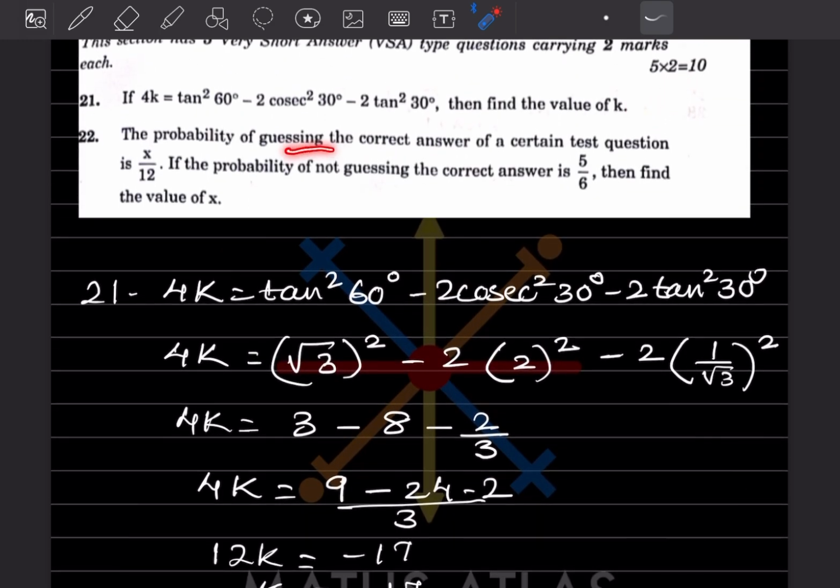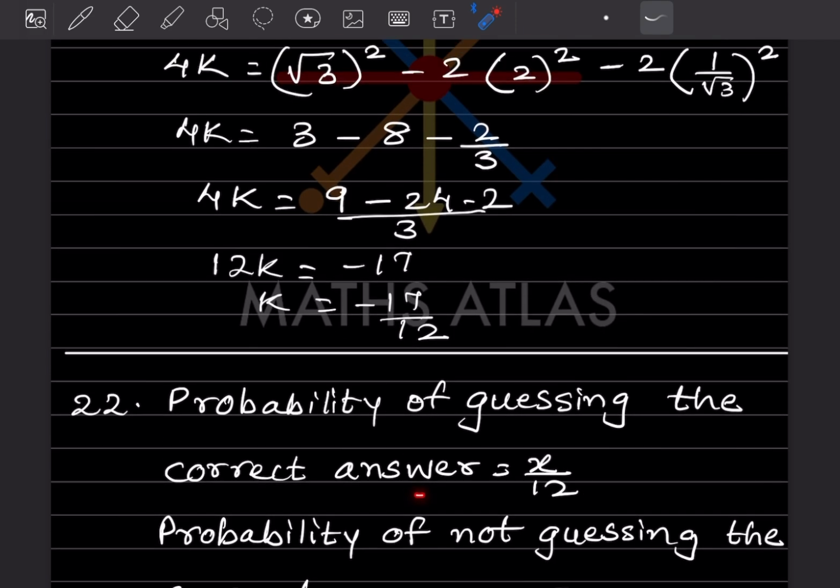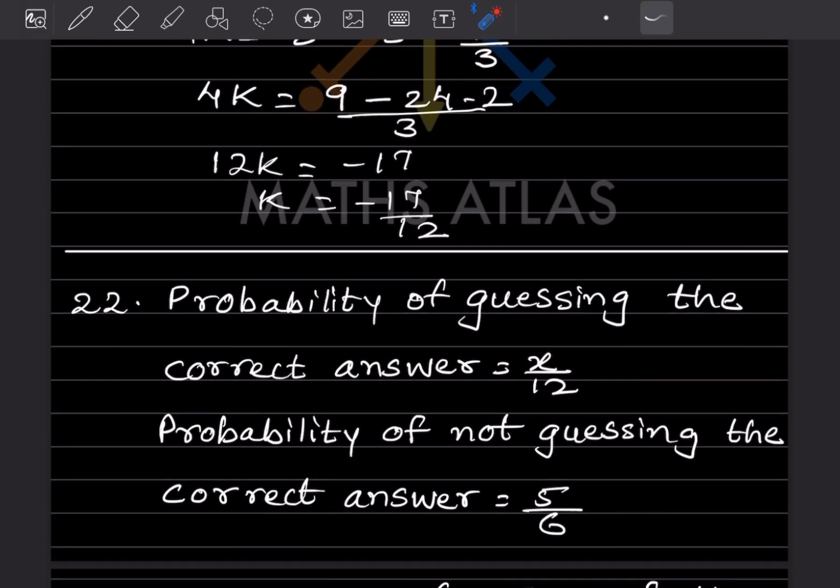Now the probability of guessing the correct answer of a certain test question is x by 12, and the probability of not guessing the correct answer is 5 by 6. Then you have to find the value of x. So the probability of guessing the correct answer is given as x by 12, and the probability of not guessing the correct answer is 5 by 6.